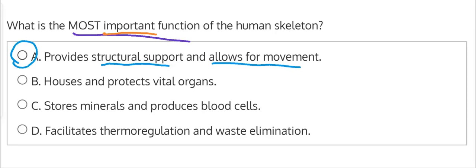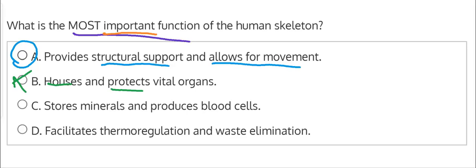It houses and protects vital organs. And although when you think of housing and protecting vital organs, it sounds like a very important job, that's actually not really what the skeletal system involves. That's kind of more of your skin and your muscles. And also looking back at option A with the structural support, that would be your number one main purpose, because without that support, everything would just come crashing down and there would be no housing and protection of vital organs. So for all those reasons, we'll eliminate option B.